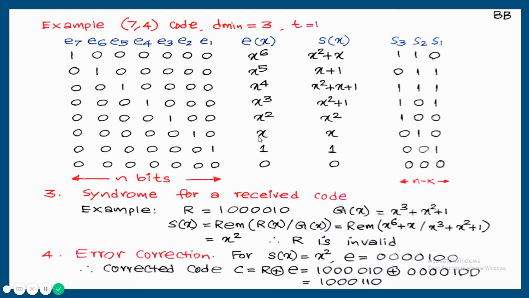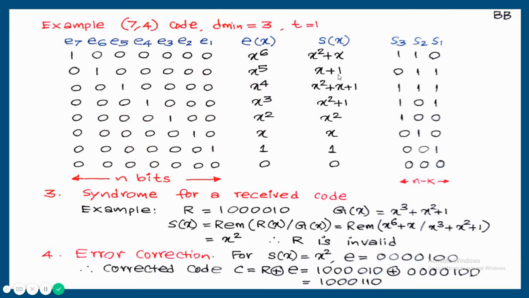Next topic is the syndrome for a received code. That is always the first step we should do for error correction: calculate the syndrome for a received code. Example is written here. The received code is 1000010 and the generator polynomial is x cube plus x square plus 1. Syndrome polynomial S of x is equal to the remainder of R of x by G of x.